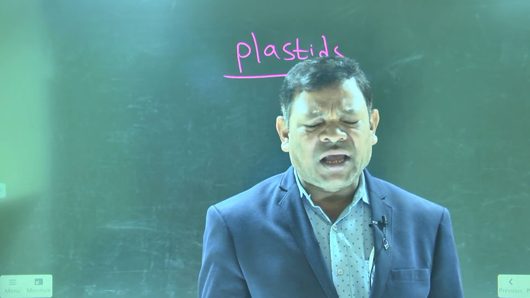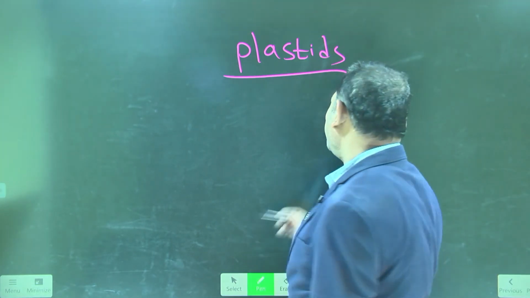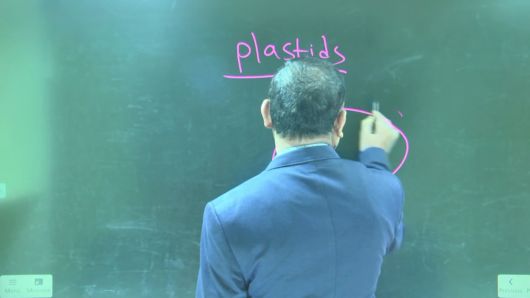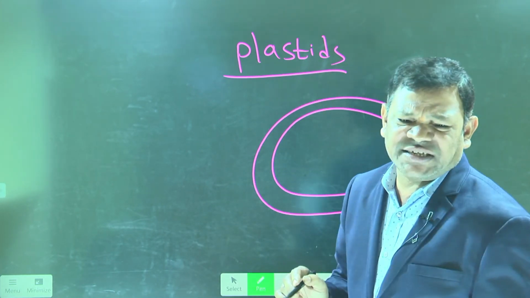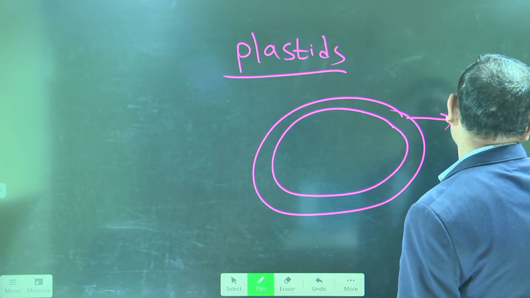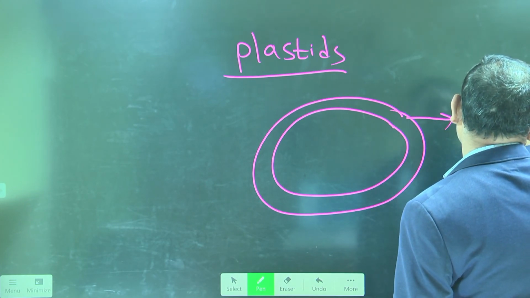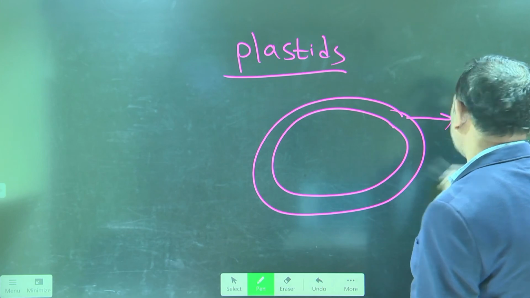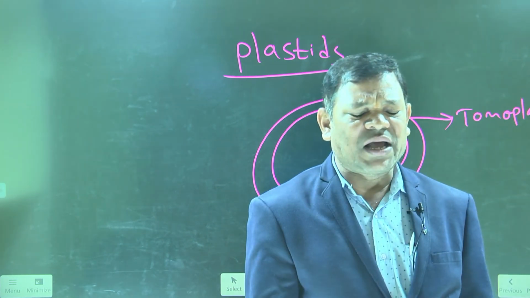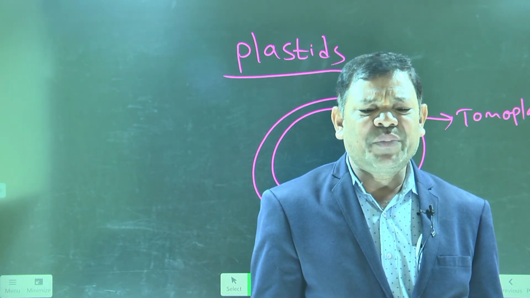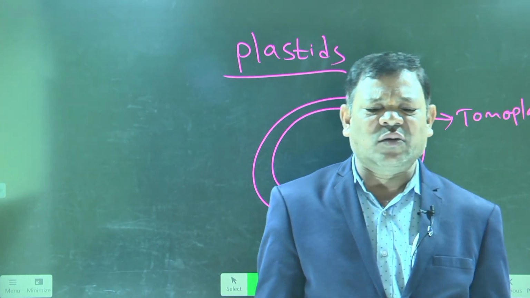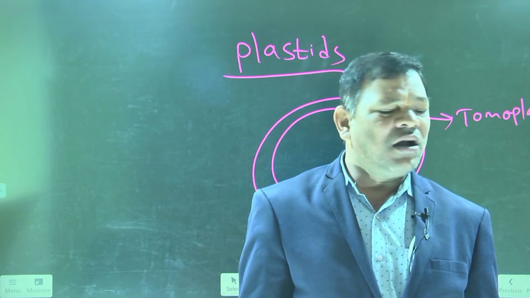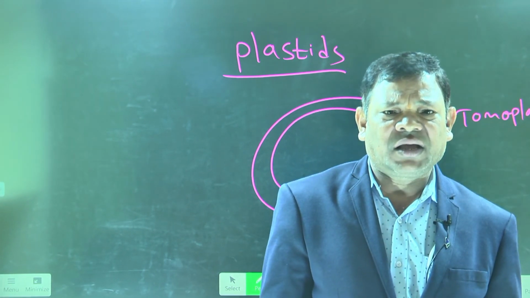Okay, tonoplast means what? What is the outer membrane of the vacuoles called? Tonoplast. The membrane of the vacuoles is called tonoplast. Okay.